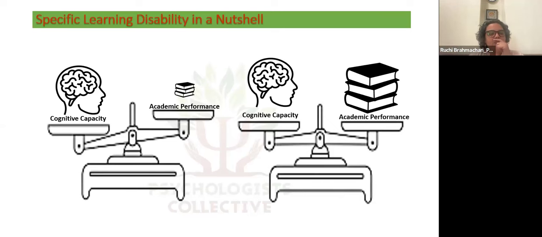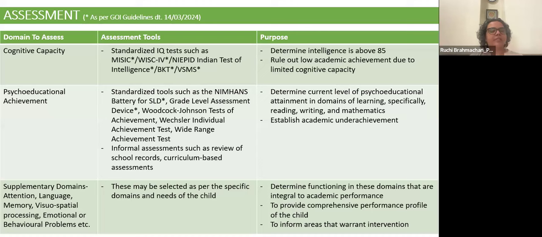Next slide. As part of the psychological battery, a psychologist will definitely have an IQ test come in. Demonstrating cognitive capacity, we have to rule out that the academic underachievement is not because the child just doesn't have the intellectual capacity. So we're not dealing with a low IQ child with low cognitive capacity, and therefore the academic achievement is reflective of that. We've got to determine that the intelligence is average or above.